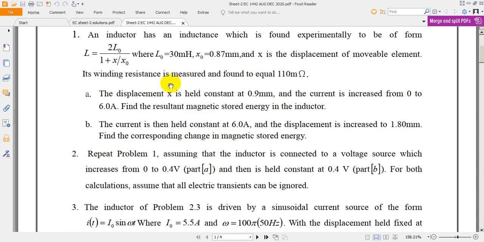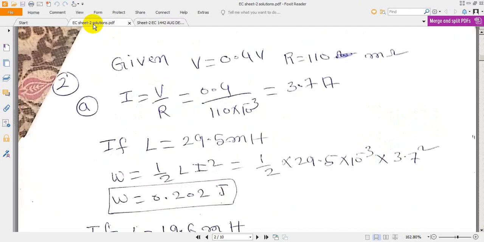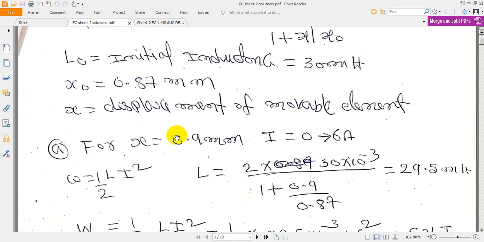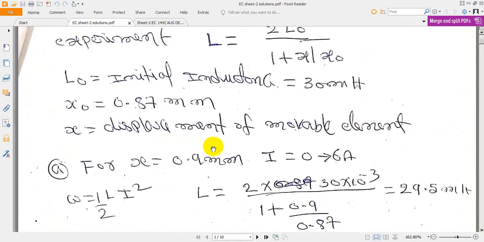Now let us repeat the same problem. At this distance of 1.8 mm, what is the energy stored, and also the corresponding change in energy that we need to evaluate. To solve this, the given voltage is 0.4 volts and the resistance is 110 milliohms, so the current flowing will be V by R, voltage divided by resistance, which gives 3.7 amperes. Previously the current was 6 amperes, now it is 3.7 amperes. We are repeating the same thing but with a different value of current.